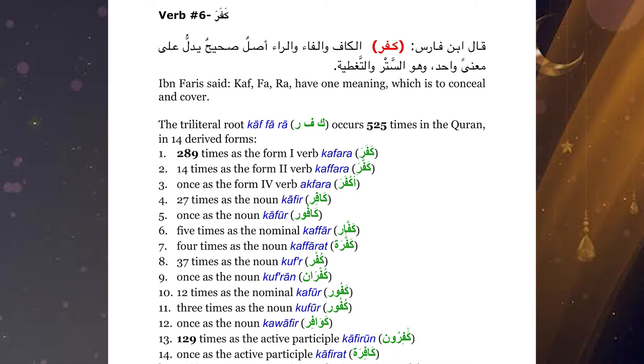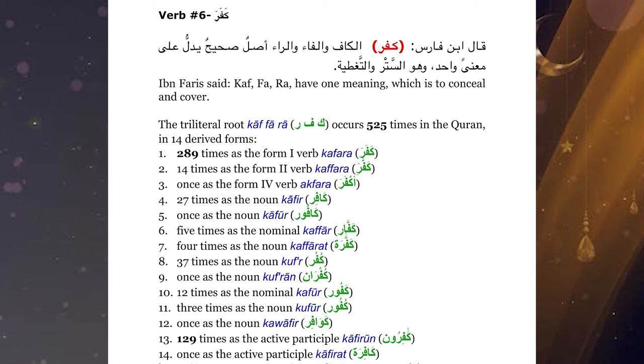And this verb occurs 525 times in the Quran, and all too often the English translation refers to or mentions disbeliever, to disbelieve. But what we'll come to see is that the verb is actually referring to covering something, to hiding something. Looking at the frequency, we find that Allahu Azza wa Jal uses it 289 times in the past tense of kafara, meaning he hid, he covered, he concealed.